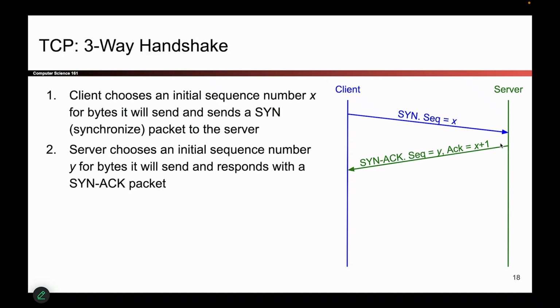And then the server will say, okay, that's good. Now I'm going to pick a starting number like 25, and my data will be stamped 25, 26, 27, 28, and so forth. So I'll send that number back to you. So the client chose some number X, the server chose some number Y.